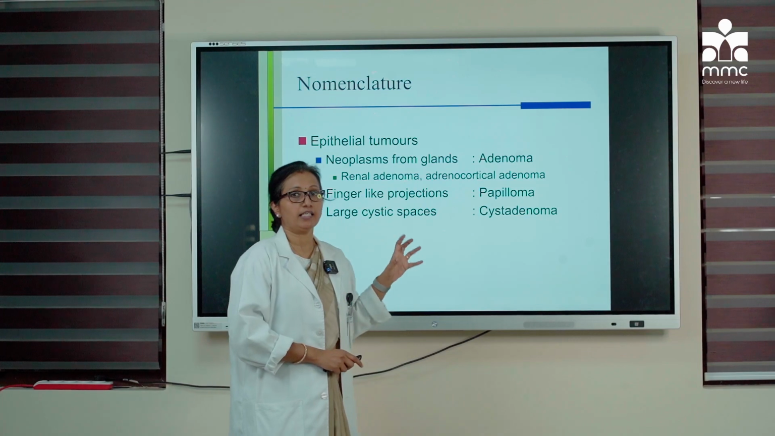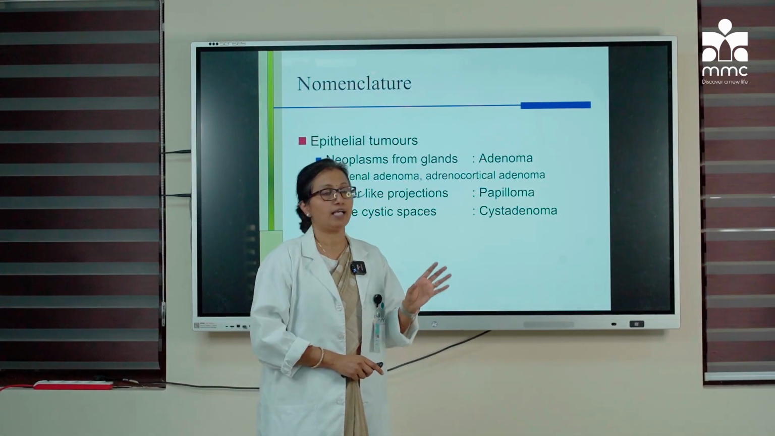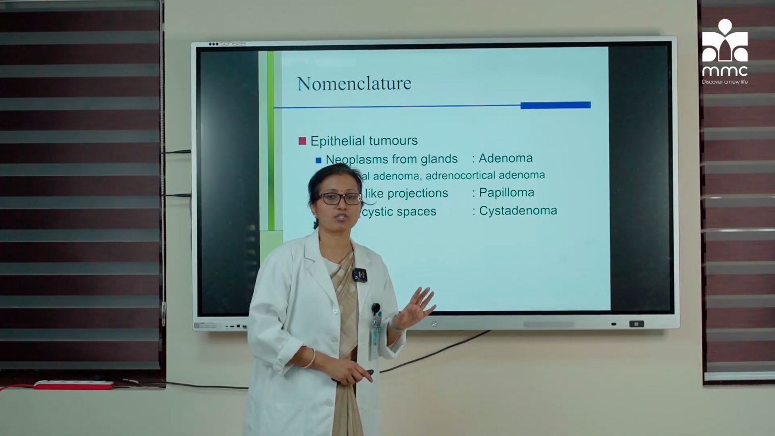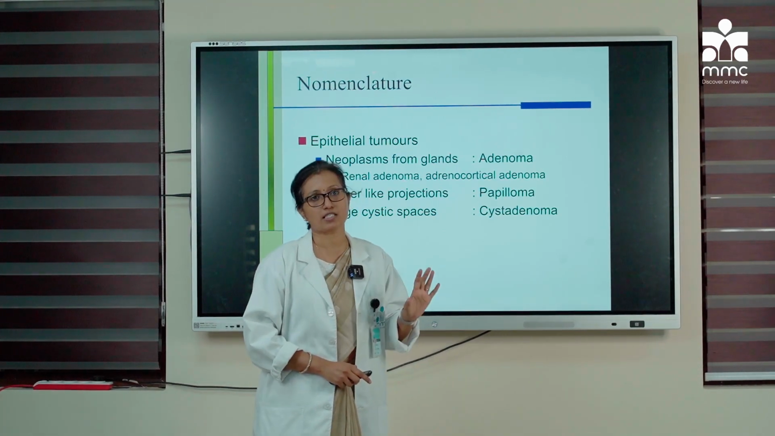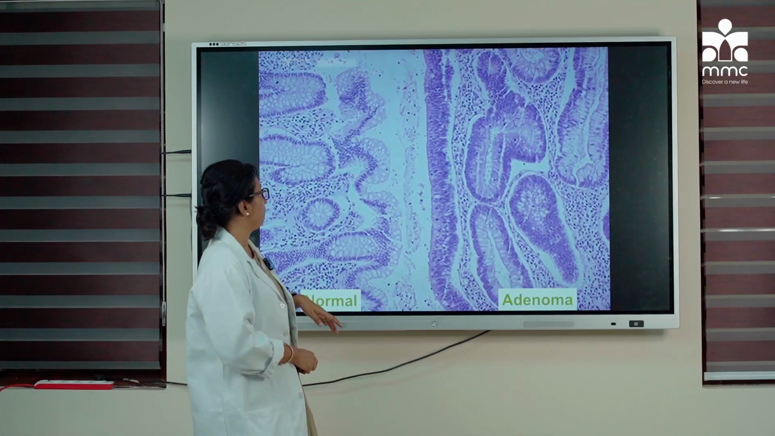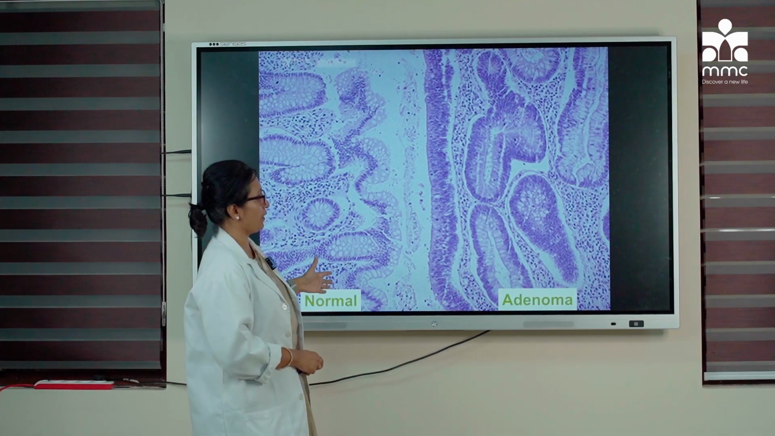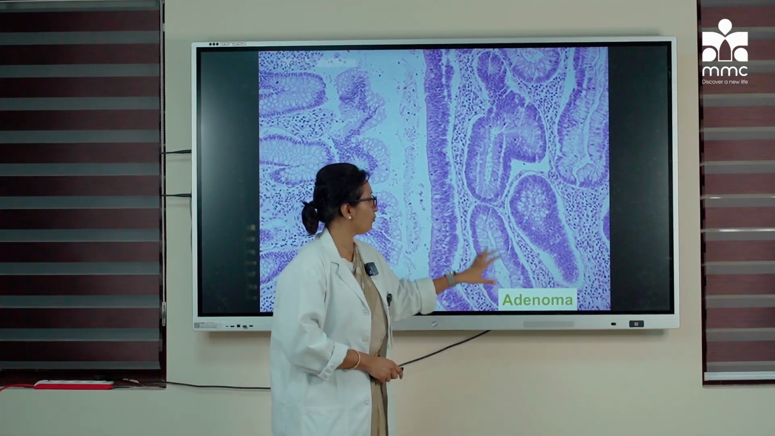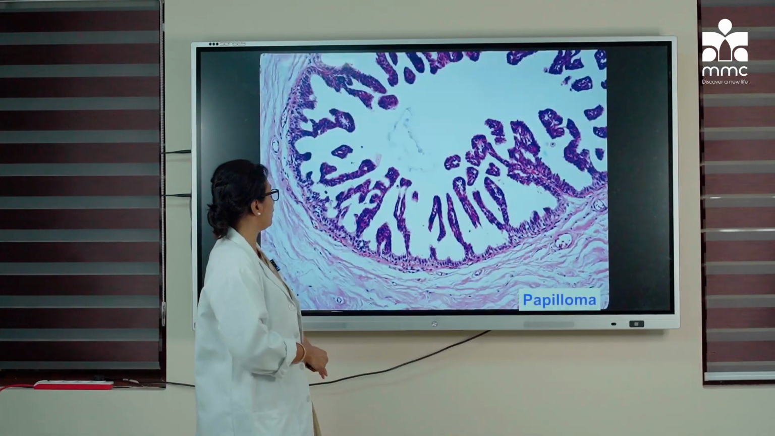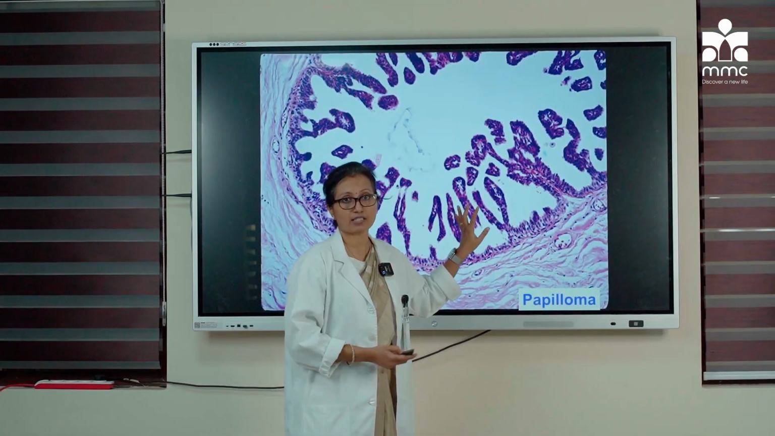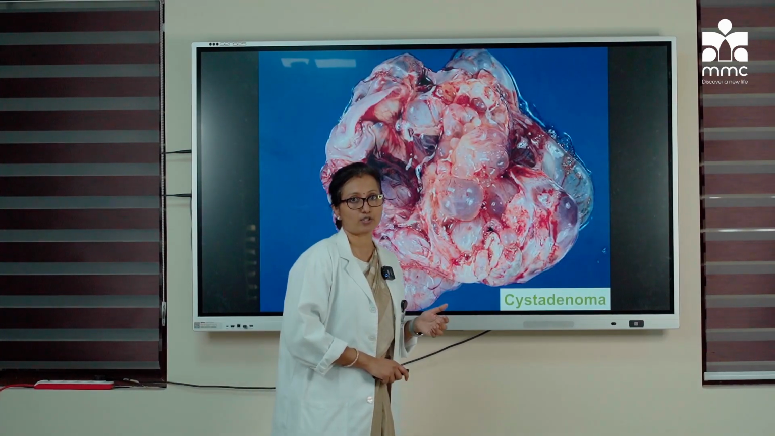Now if you see a benign tumor arising from the gland, it's called adenoma, and if it has finger-like projections, it's called papilloma, and if it has cystic spaces, it's called cystadenoma. Let me show you some examples. Now this is a normal mucosa. You can see the glands here. They are quite far spaced, but look at here, this is an adenoma where there is proliferation of the glands which are closely packed. So this is an adenoma. This is finger-like projection, as I told you, papilloma, and if there is cystic space, it's called cystadenoma.